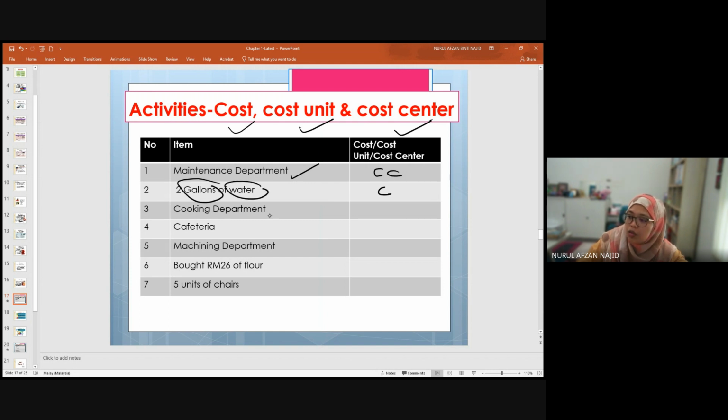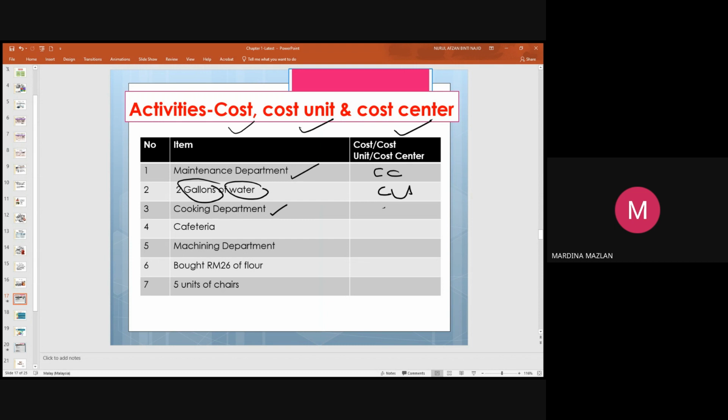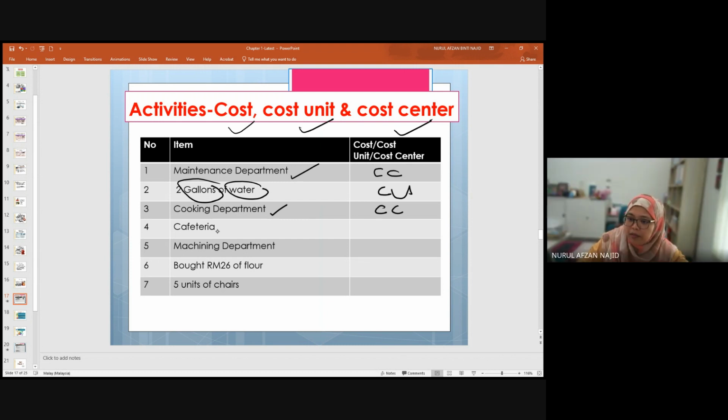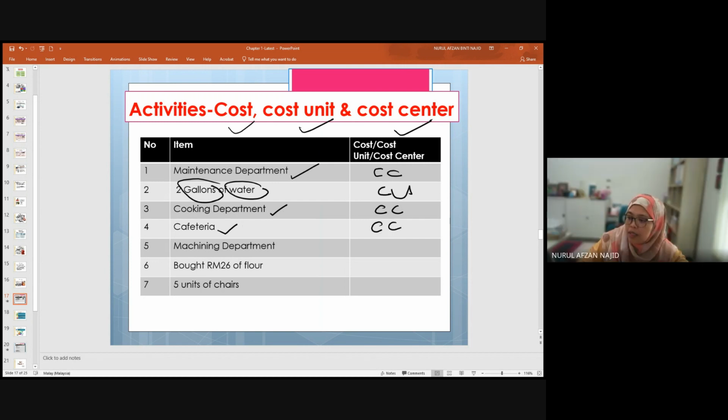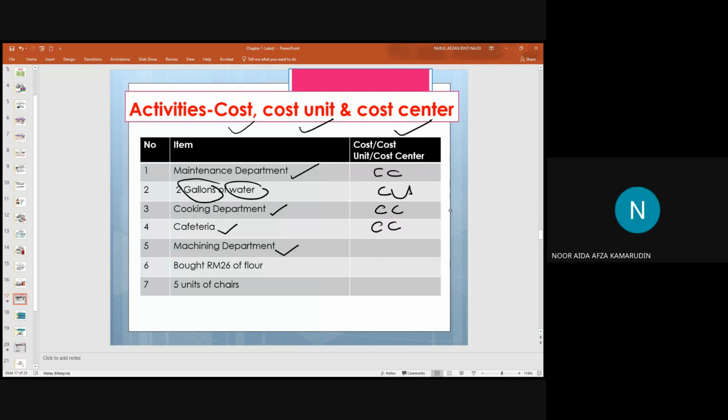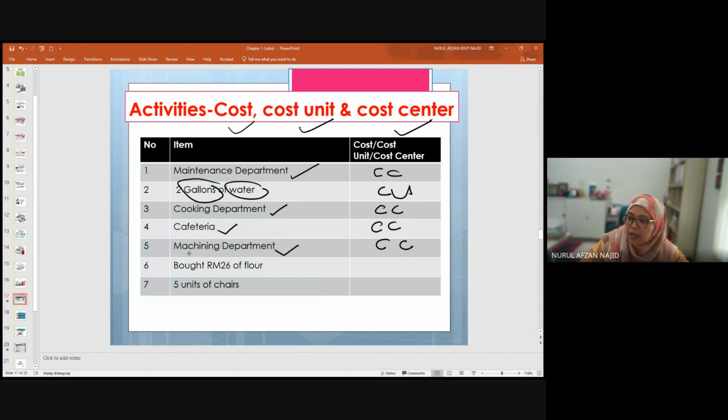Okay. Next, cooking department. Mardina Mazlan. Cost center. Cost center, good Mardina. Next, cafeteria, Muhammad Adam. Cost center, madam. Cost center, good Adam. Marketing department, Nur Aida Afza. Cost center. Cost center, good. Bulk 26 of FLA, Tuan Nur Shakira.